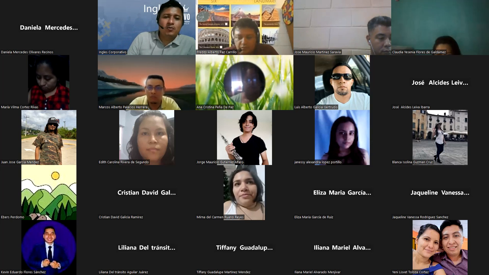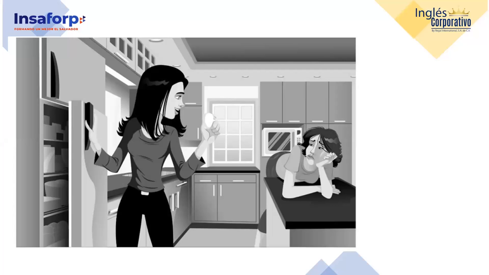Do me a favor, please. Juan Jose Garcia, look at the picture and describe it, please. Okay, teacher. I see in the picture two girls in the kitchen. A girl has eggs in the hands. It's all, teacher, sorry. Very good. What is the name of this object, Juan? This object here. Fridge. Oh, it is a fridge. Very good. Or refrigerator, that is correct.